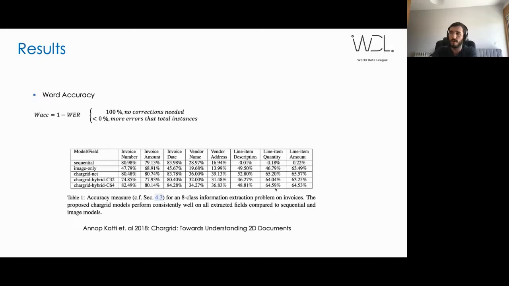When you look at the results, for instance on the invoice date, the sequential and the Chargrid are very similar. These fields are very static, they don't have a higher variance in the document. The sequential, the NLP approach, could be very suitable for fixed and resolved needs. Even in this case, since the text is very informative, the sequential model performs better than the image.